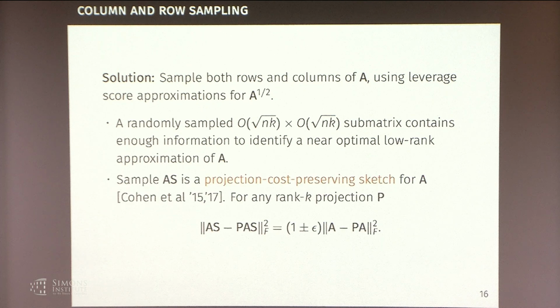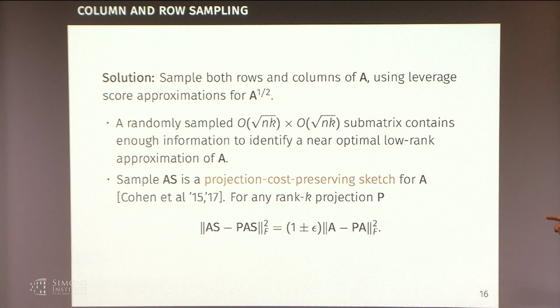The technical tool we're going to use is something we've been using a lot in recent work, which we call a projection cost preserving sketch. Basically, I take A, I sample some set of its columns, and if I sample them in the right way, for example by these ridge leverage scores, I get a matrix that preserves the distance to any rank k subspace.